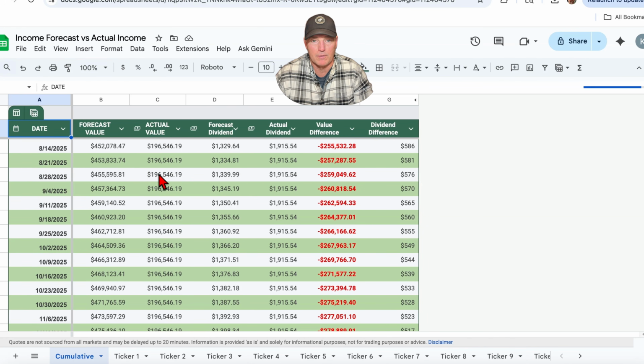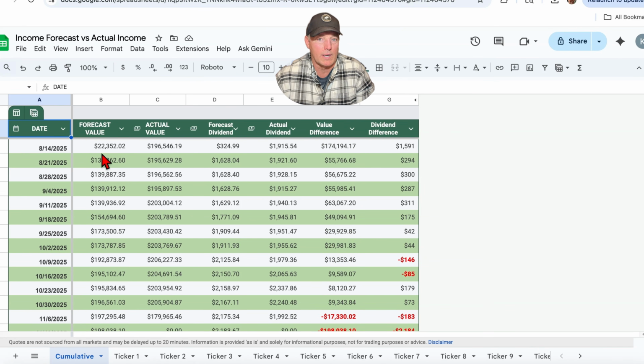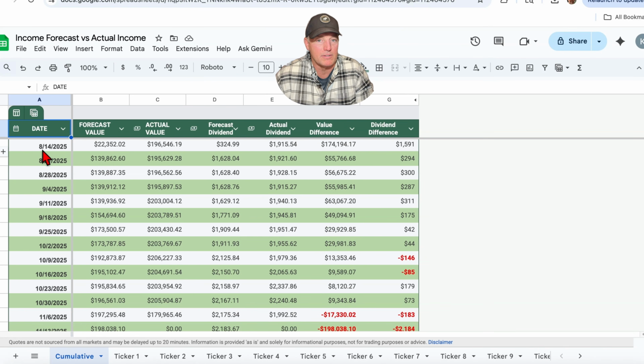it'll update over here in the cumulative. We obviously don't want that one because it's throwing our forecast and our actual values off. As that's working, here we go. Just updated the forecast, just updated the value difference. Here you can see the forecast. Now you got to remember this is based on this date.